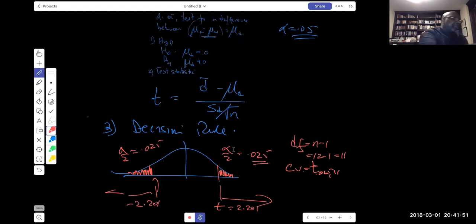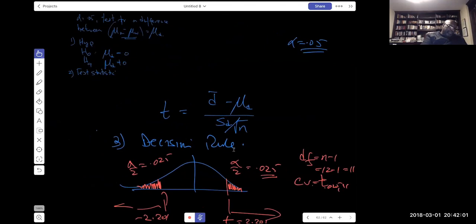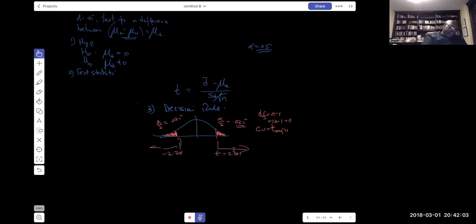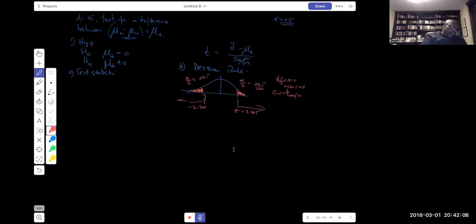So that's step 3. Or for the p-value, if we were just using the p-value, if the p-value is less than 0.05, then reject the null hypothesis. What I showed you was the critical value approach, or if the p-value is less than 0.05, reject the null hypothesis. Step 4, the analysis.